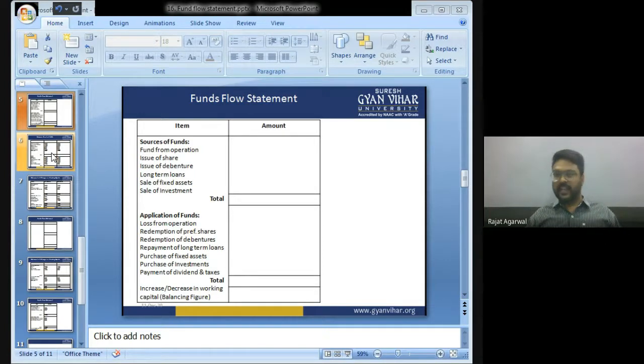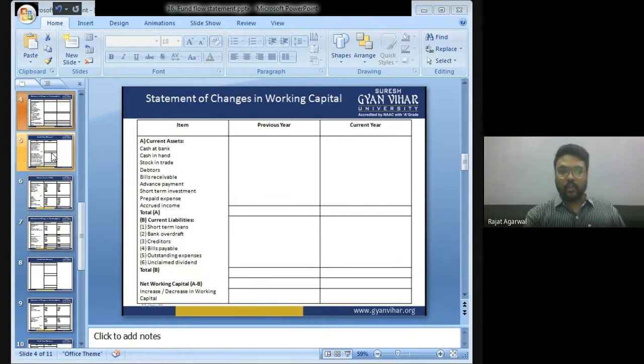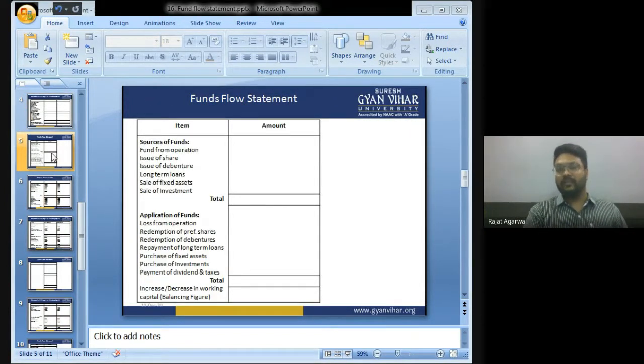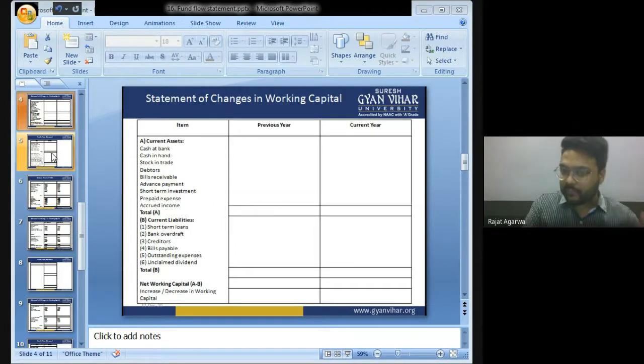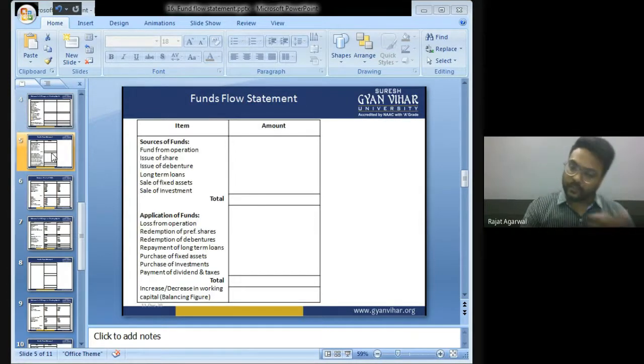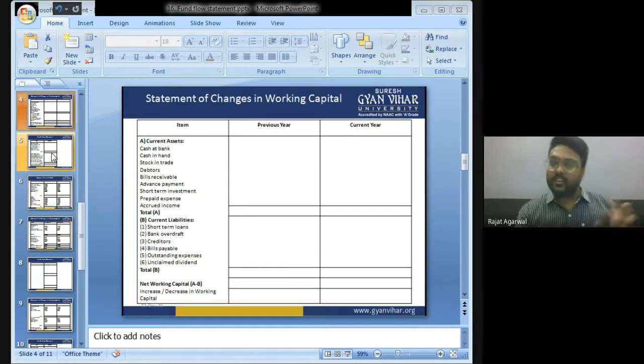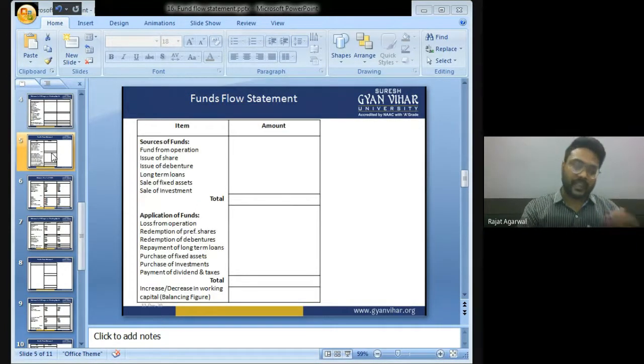Suppose in the exam, they tell you to make both the statement of changes in working capital and the fund flow statement. The answer will be the same, because they will give you one balance sheet and tell you to calculate both. The increase or decrease in working capital through the statement of changes in working capital and through the fund flow statement, both answers will be the same.